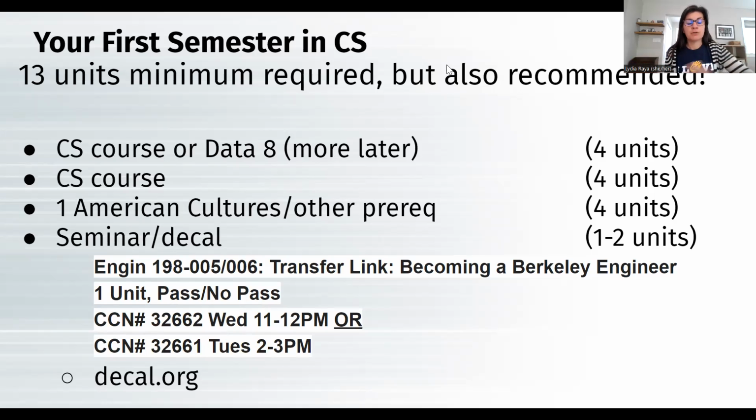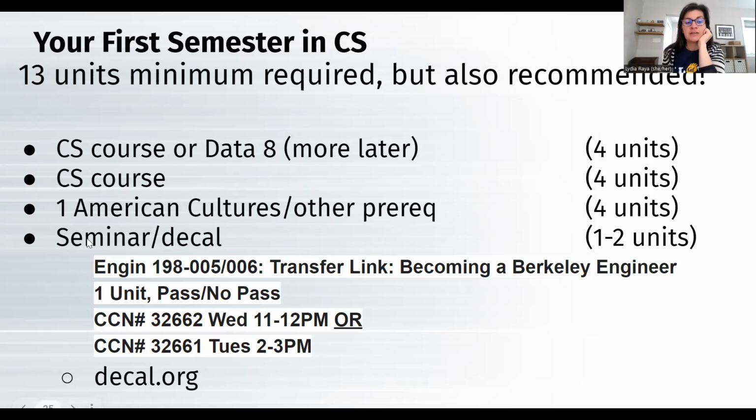So here are some general ideas for the first semester. A CS course or Data 8, and I'll explain more later why I'm suggesting Data 8, and then another CS course, so maybe 61A. A lot of transfer students will not have American Cultures completed because this is not included in IGETC. If you did not actually seek out to complete your American Cultures class, you probably did not take it already, because that's a specific requirement to UC Berkeley, not all of the UCs. And then each one of those would be about 4 units.